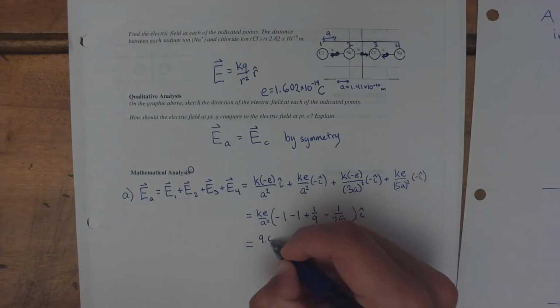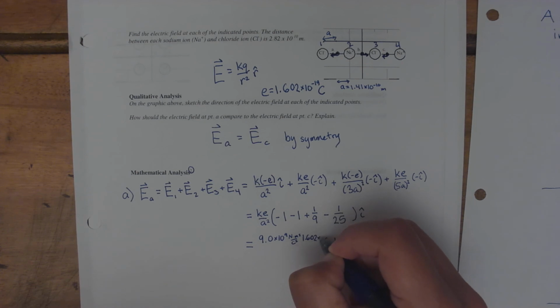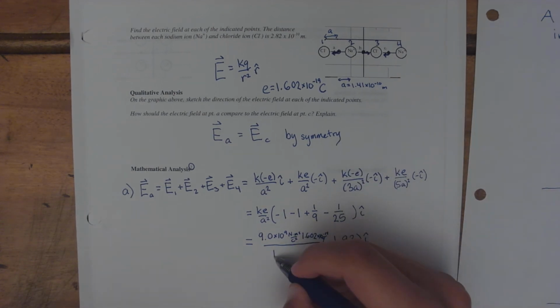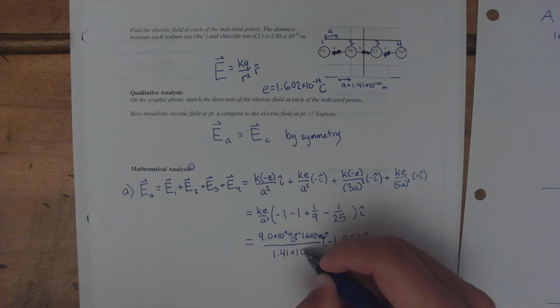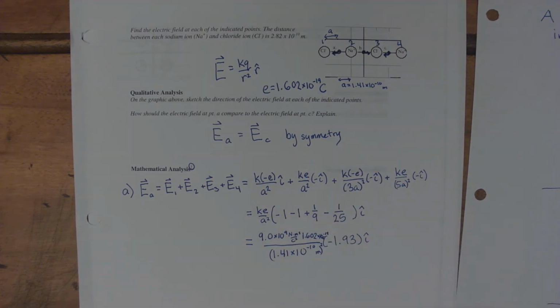So this is 9 times 10 to the 9th newtons times meters squared per coulomb squared times E, which is 1.602 times 10 to the negative 19th coulombs, divided by A squared. A is 1.41 times 10 to the negative 10th meters squared. Okay, so if I plug my numbers in there, I should get negative 1.40 times 10 to the 11th. For homework, if you give me 3 significant figures for your answer, I should always be happy with that.